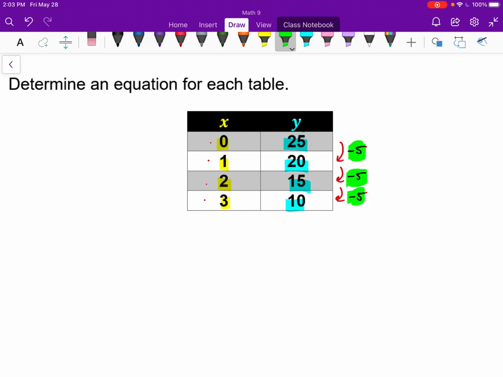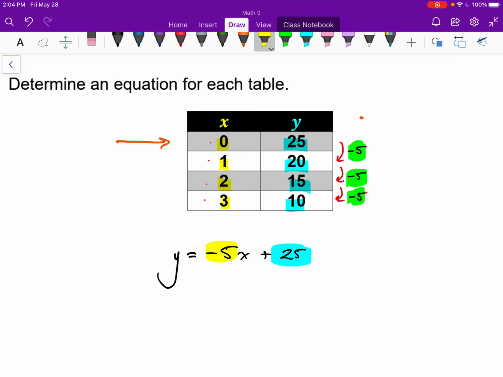Once I know the constant change is minus 5, and I know the starting amount, because 0 is the start, or the initial amount, was 25, I can find my equation. And I can say y equals my change, negative 5, times x in this case, plus the starting amount, which in this case was 25. So my starting amount, my constant change. And I have the variables y and x, because those are the variables I see in my table.